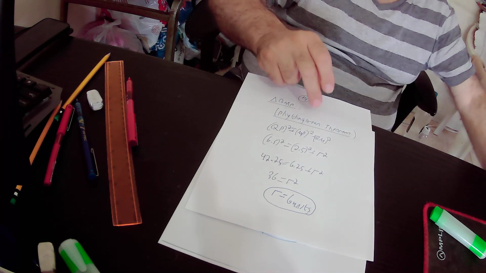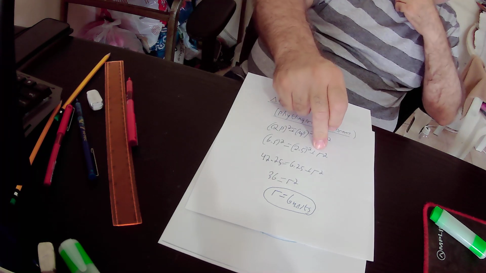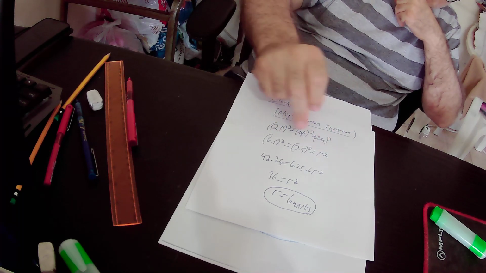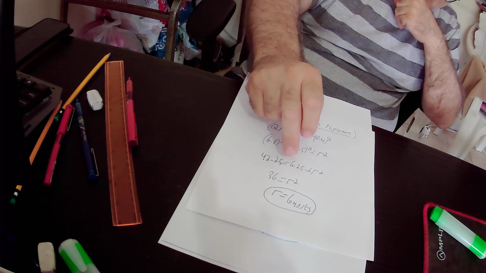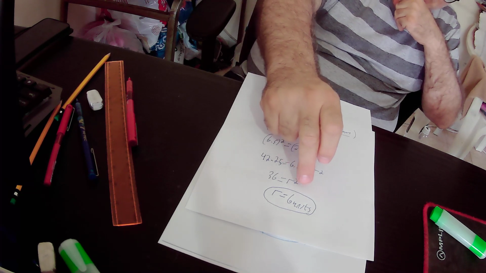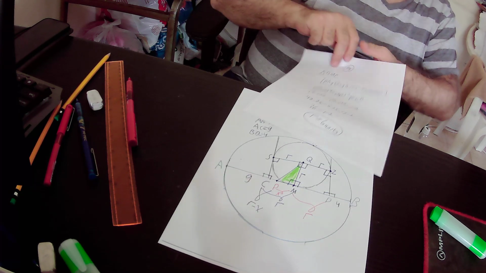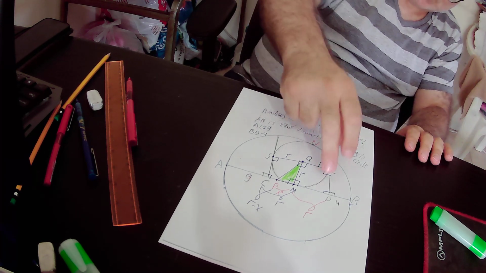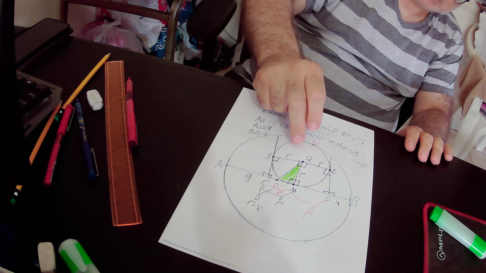So the only missing variable here is the radius of the small circle. We put the data inside this equality and we got that the radius of the small circle equals 6 units. Again, the radius, small r, of this small circle equals 6 units.